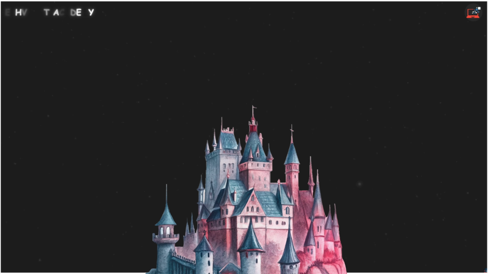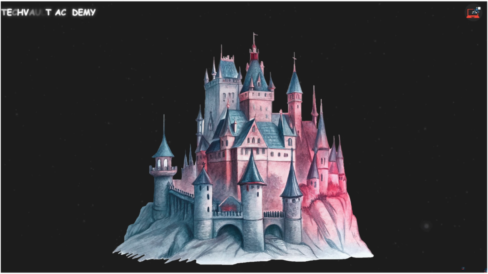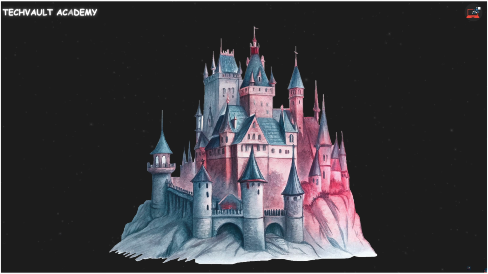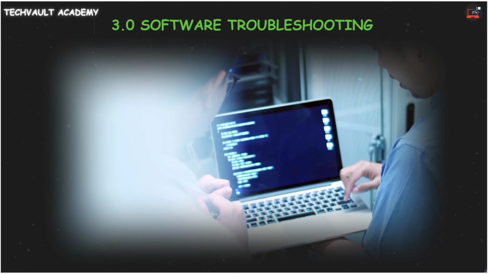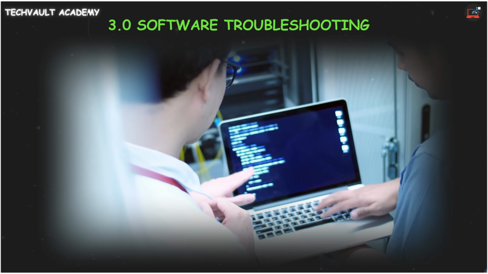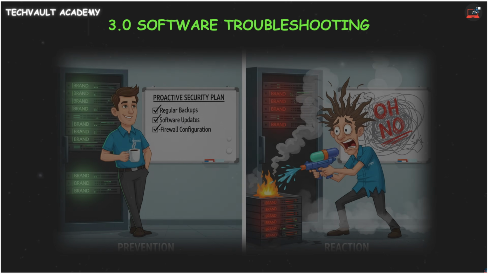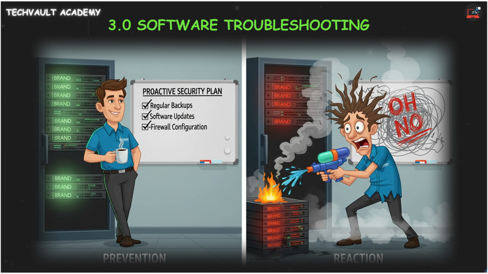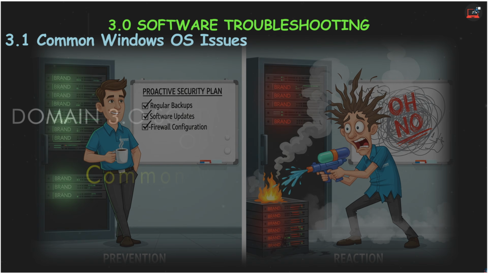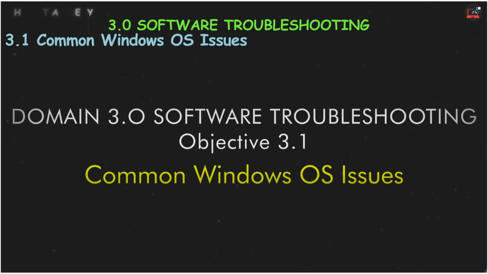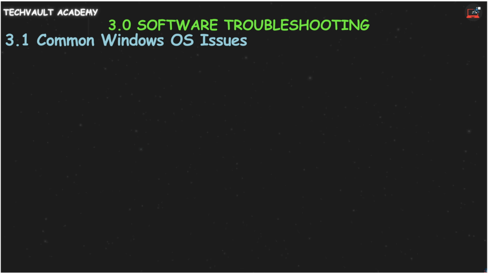We've spent the entirety of Domain 2 building a fortress, focusing on proactive security to prevent bad things from happening. But in the real world of IT support, things still break. So now we pivot from prevention to reaction. Welcome to Domain 3, Software Troubleshooting. We're starting with the heart of it all, the most common problems you'll face in the Windows operating system. This is your rapid-fire review of Objective 3.1.